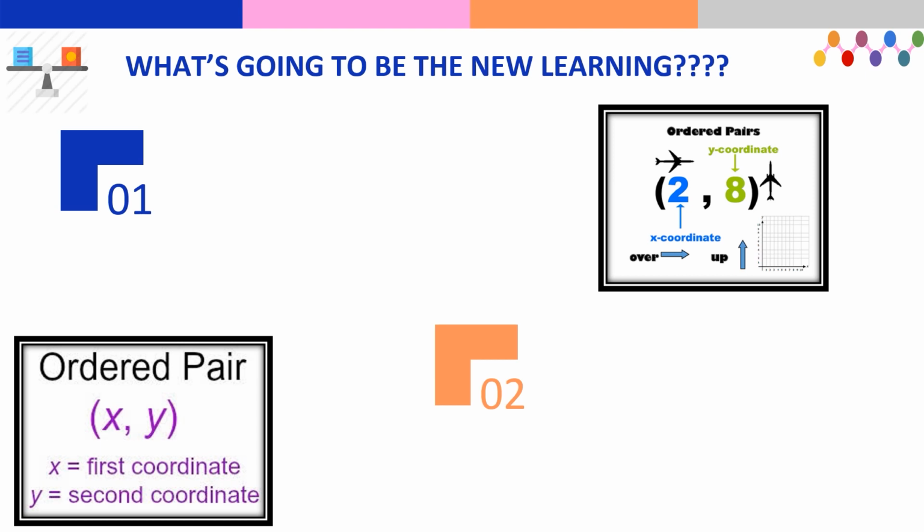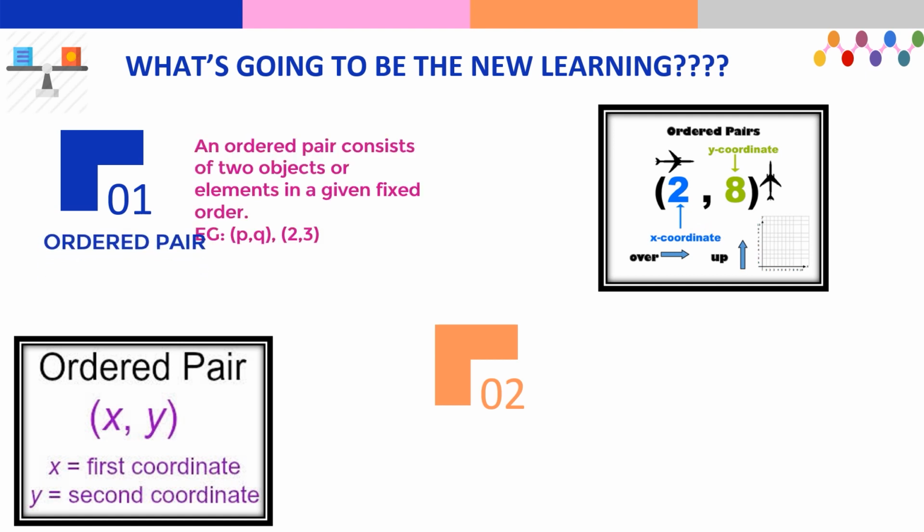Yes, have you heard about this word anywhere? Ordered pairs. Yes, so we have used this word in the Cartesian plane. Am I right? Do you remember? When we locate any point on the Cartesian plane, we will use this ordered pair concept. So the same thing only we are going to deal with now. So what is an ordered pair?